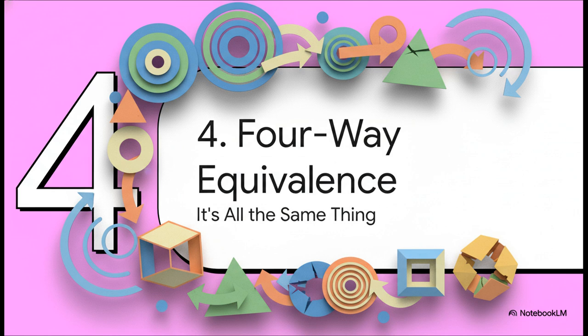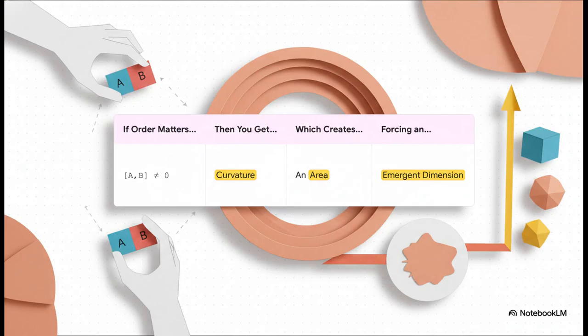We've talked about all these different pieces: order, gaps, curvature, math. Now we're going to see how they aren't just related. According to this research, they are literally the exact same thing, just viewed from different angles. This table just lays it all out beautifully. Here's the logical chain. If the order of your actions matters, then mathematically you get a non-zero commutator. We just saw that a non-zero commutator is curvature. That curvature is what creates the gap, the holonomy, and that gap encloses a tangible, measurable area.